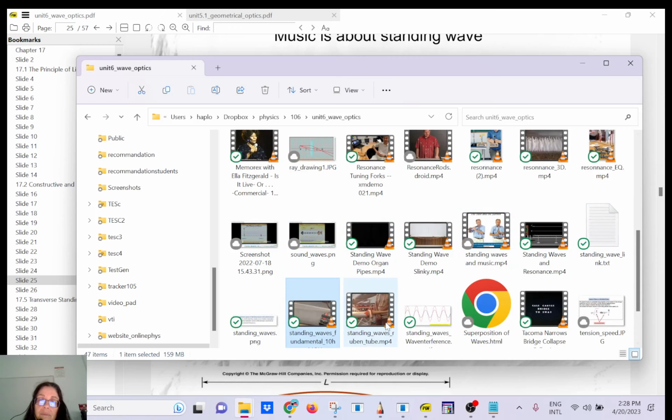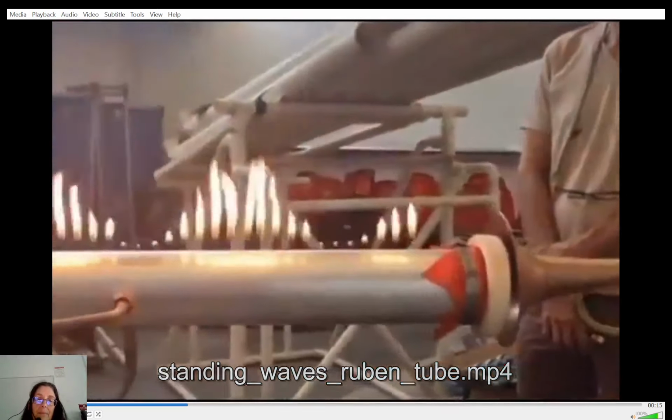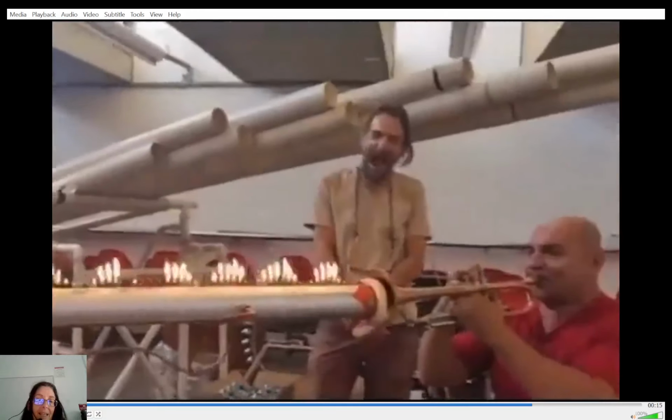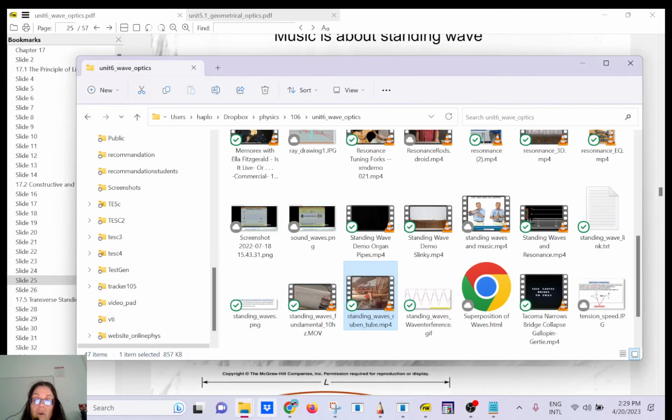Oh, this one. It's called the Rubens tube. You see the standing waves? You can visualize them. So you see when he goes low frequency, you have less bumps. Higher pitch, you have more bumps. So you visualize the standing waves.